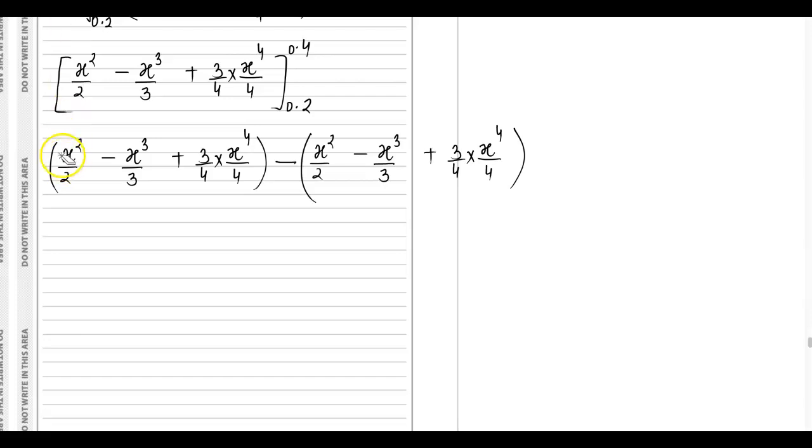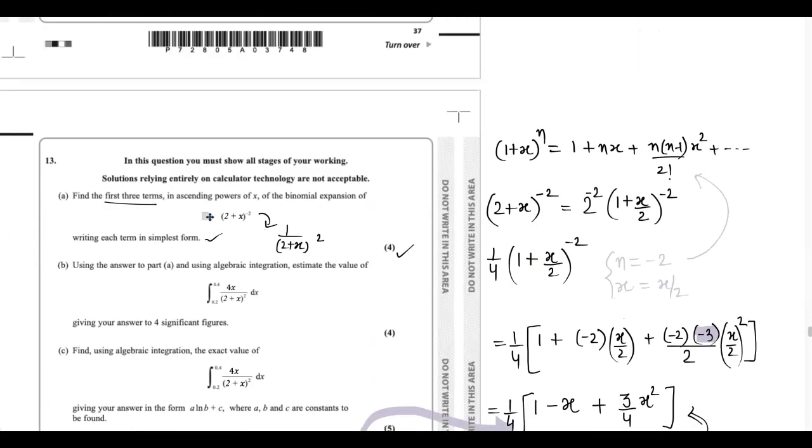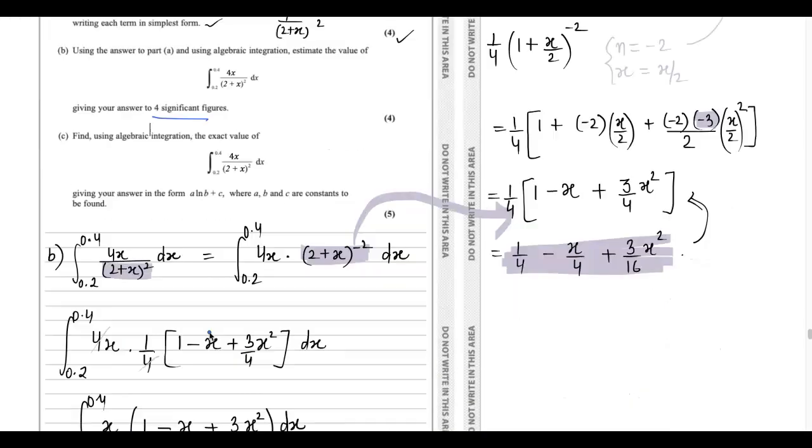Okay, so in place of x, I'm going to be substituting my values. First we're going to substitute 0.4: 0.4 squared, 0.4 cubed, and 0.4 to the power 4. Over here 0.2, 0.2, and 0.2. It gives me 0.4583 recurring. It was asking us to find this to 4 significant figures.